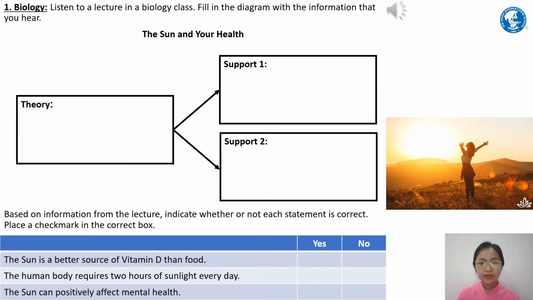You have 3 minutes to write down the answers, and then we will correct the task together.